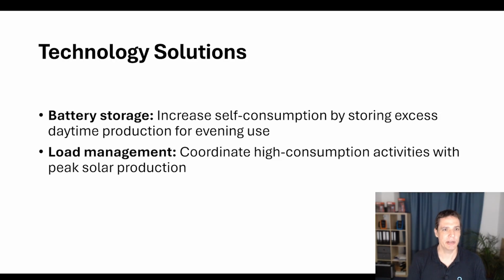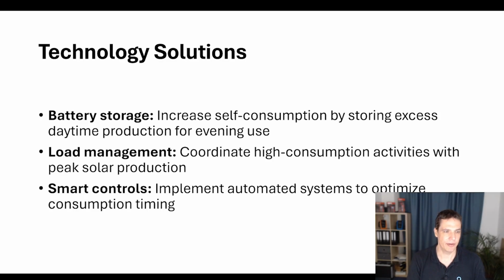You can also have a look at load management, so coordinating high consumption activities with peak solar production, putting timers on geysers and washing machines and so forth, to just use them during the peak solar production hours. And lastly, smart controls. You can use building management automation, BMS systems, or home automation systems to turn high consumption loads on during peak sun hours, or even just charge your car, for example, when the solar is available.